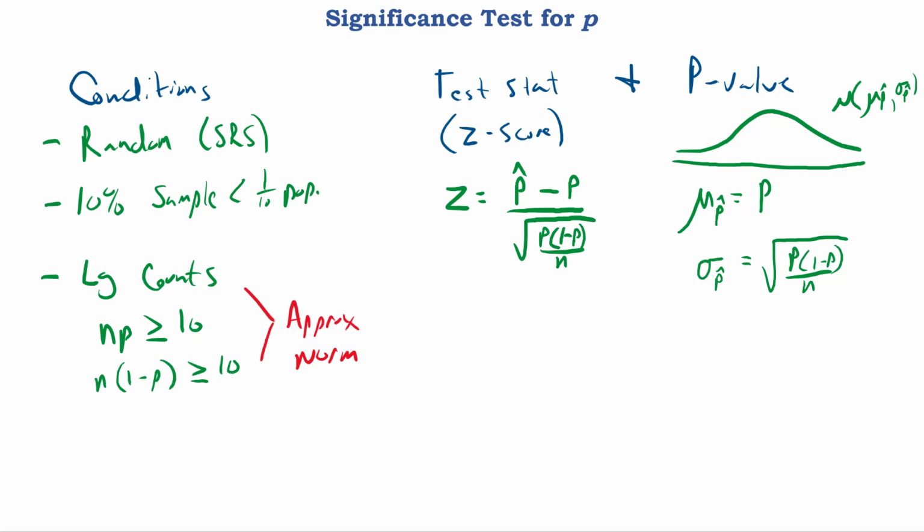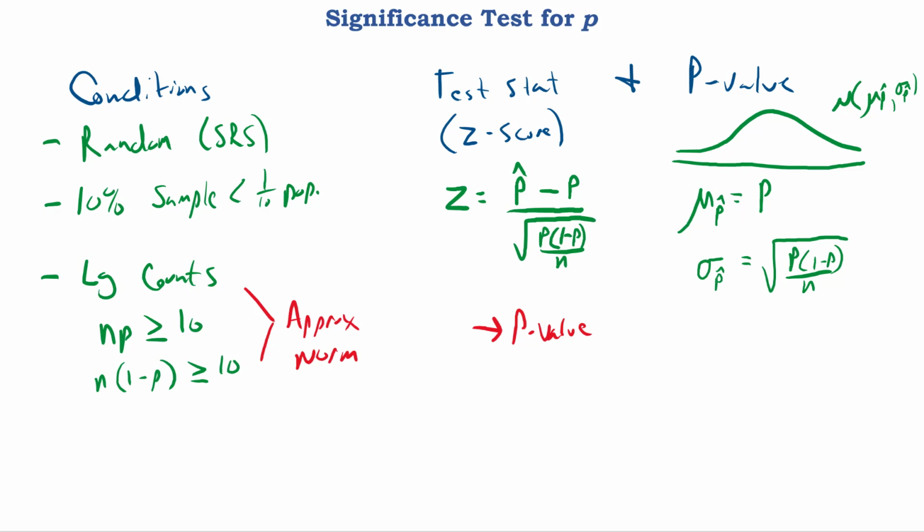Now, once you have your z-score, that'll be used to determine your p-value, based off the z-score that you get and whether or not you have to find greater than that z-score or less than that z-score, for the area under the curve. So with that, that'll give you your p-value.